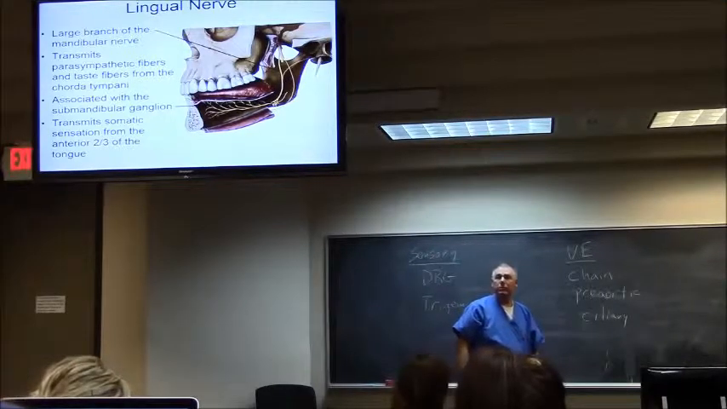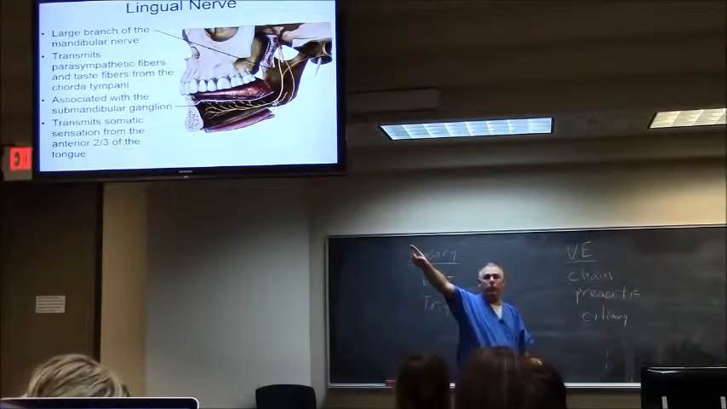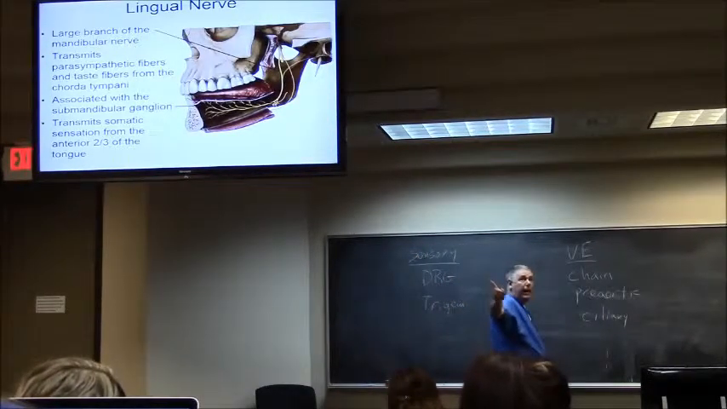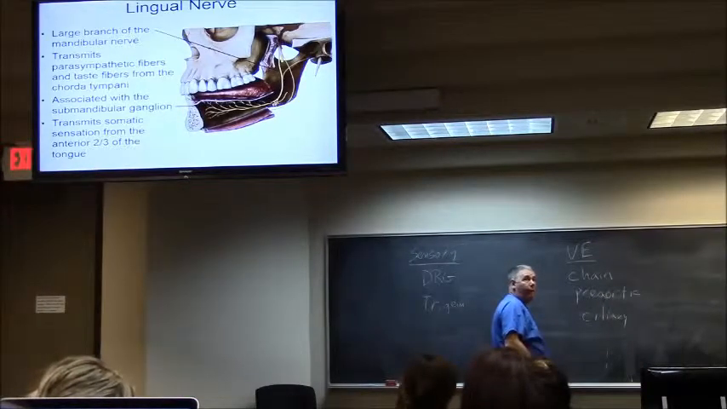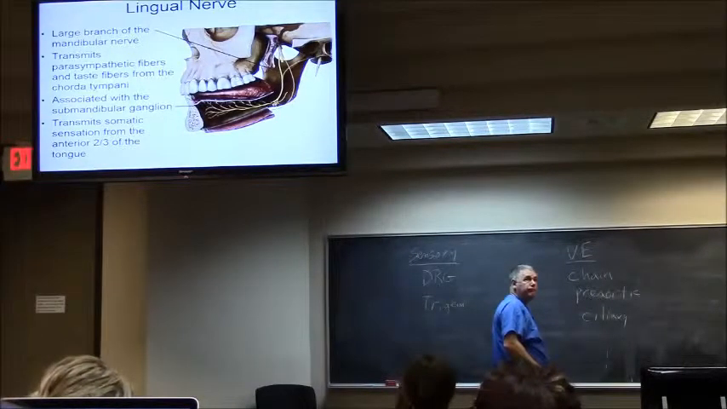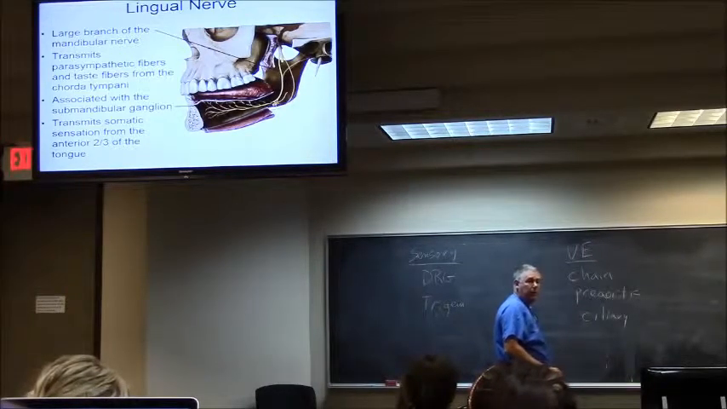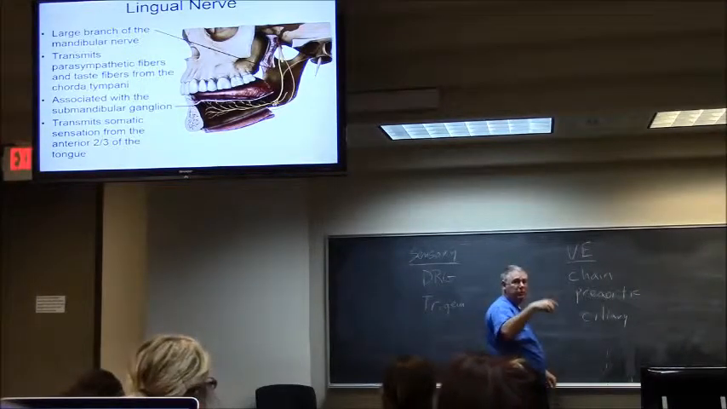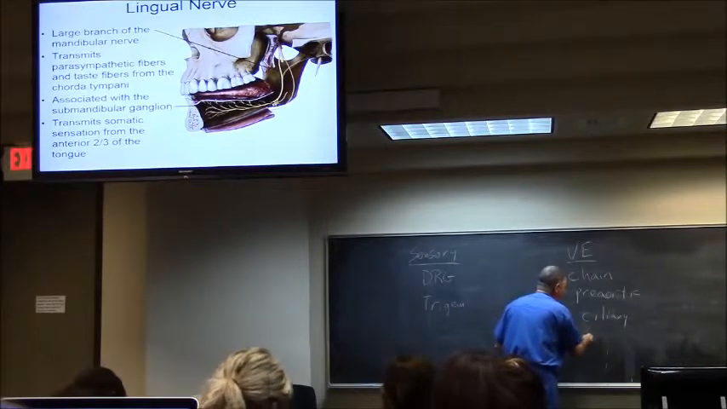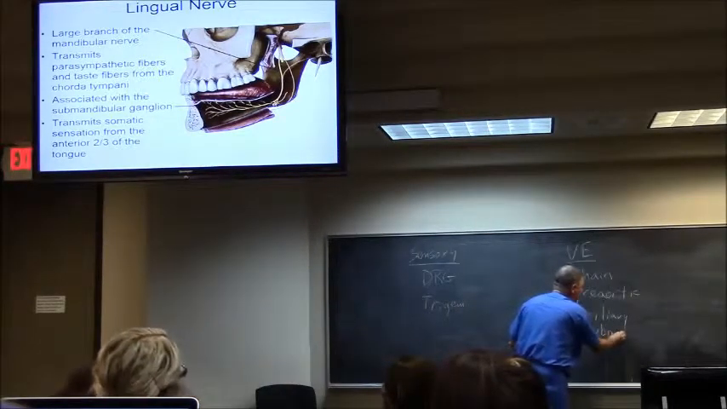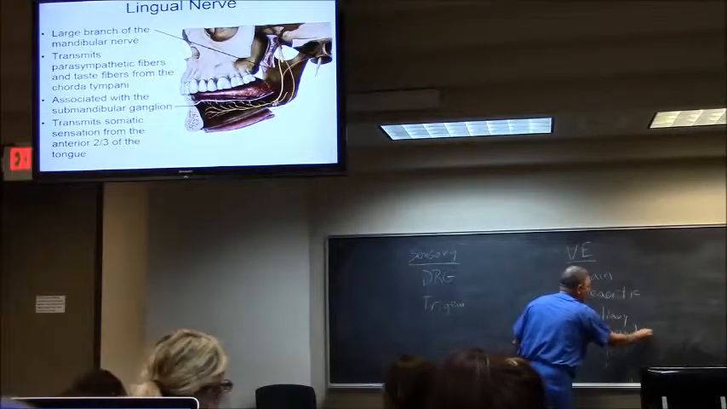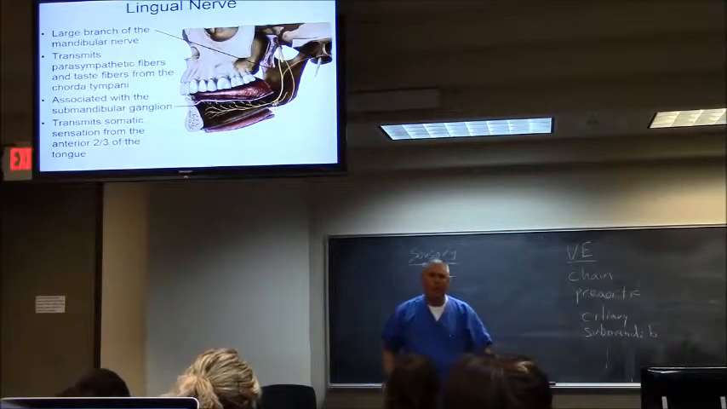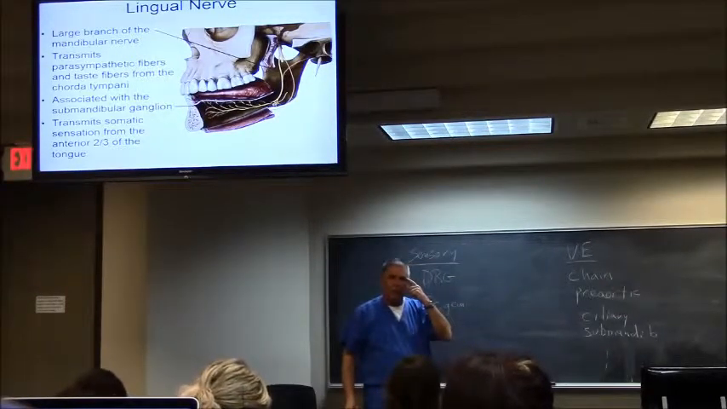What's the ganglion associated with 7? Right. So this ganglion right here, what's that? What'd you say? I said chorda tympani. The chorda tympani is the nerve. Yeah. So, submandibular, and then the ganglion of 7 goes to the lacrimal gland.